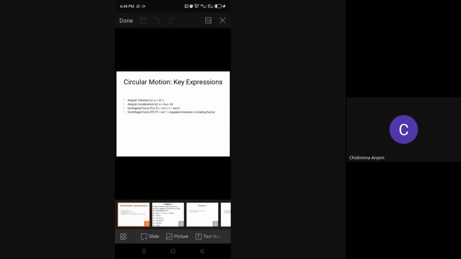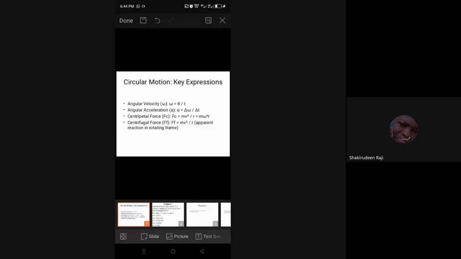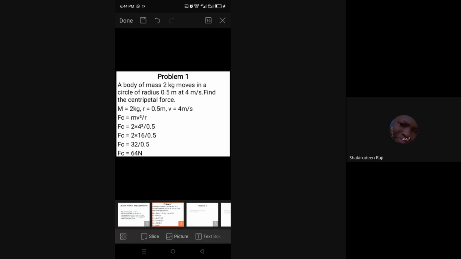So formulas like angular velocity, formulas like centripetal force, formulas like centrifugal. I told you guys to write them down because we'll be applying them. And we started applying these formulas in the last class. So one of the problems that we solved was this. For the sake of those of you that were not around, it's just a refresher.